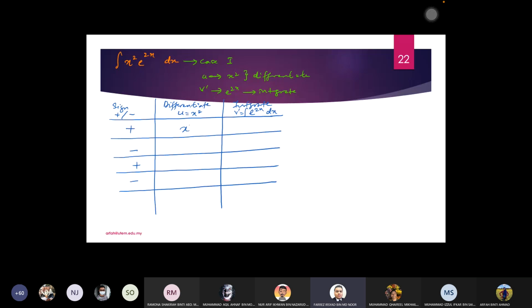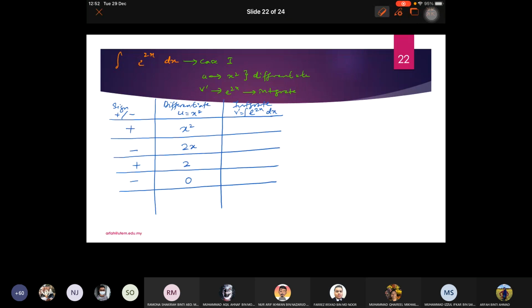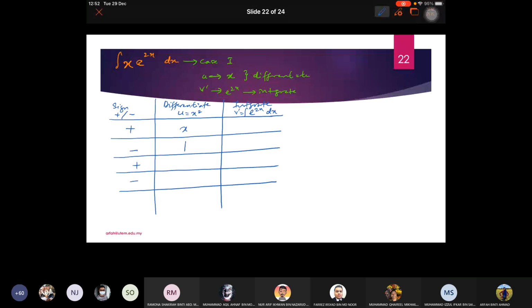Miss, soalan dia bukan x je ke? Wah, salah tulis. Soalan x exponential 2x. Okay. So this is your x. So silap. So x, bezakan x dapat 1, dapat kosong. So kita guna 3 je table. Not up until 4.